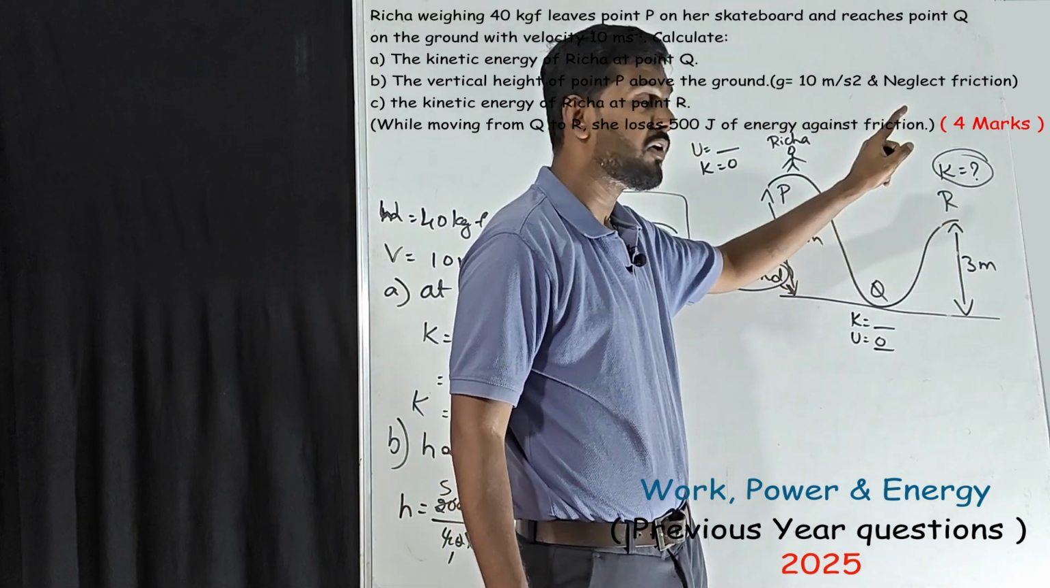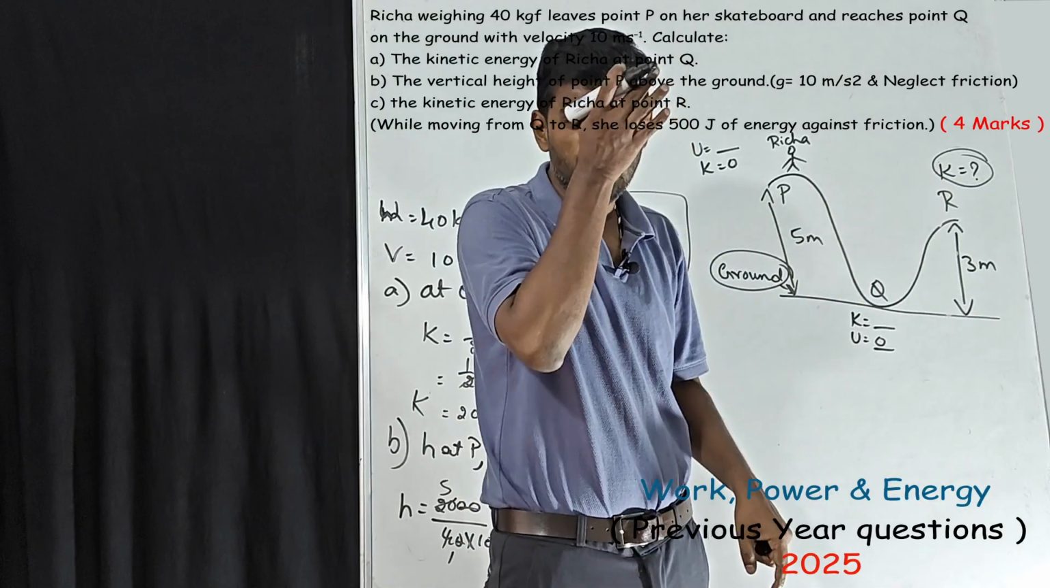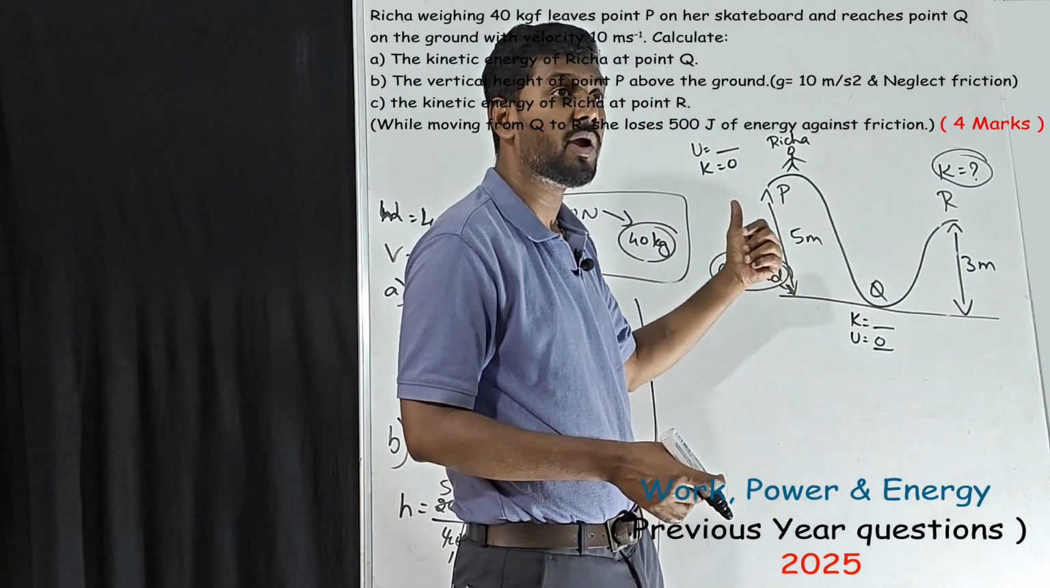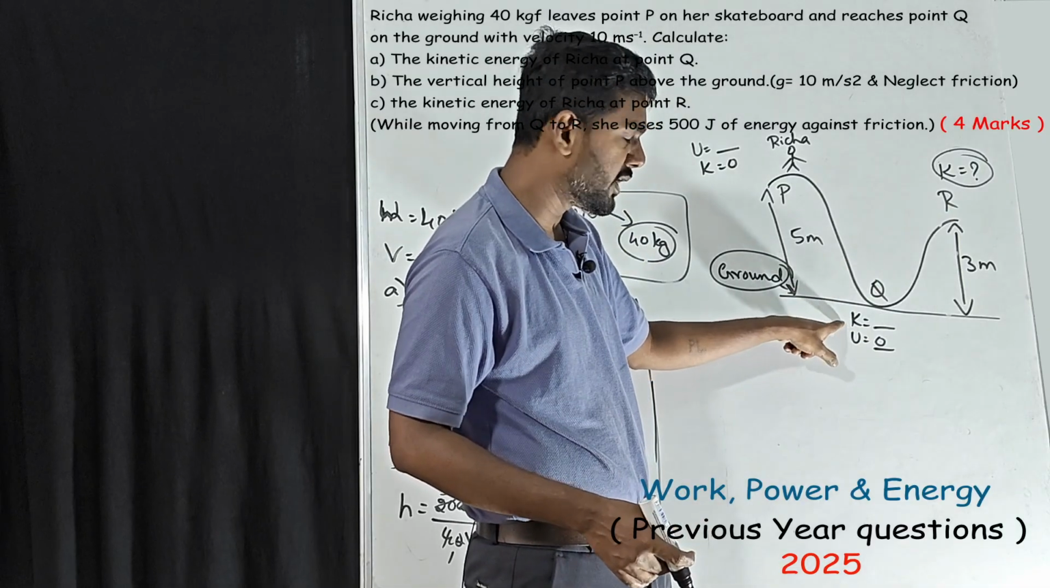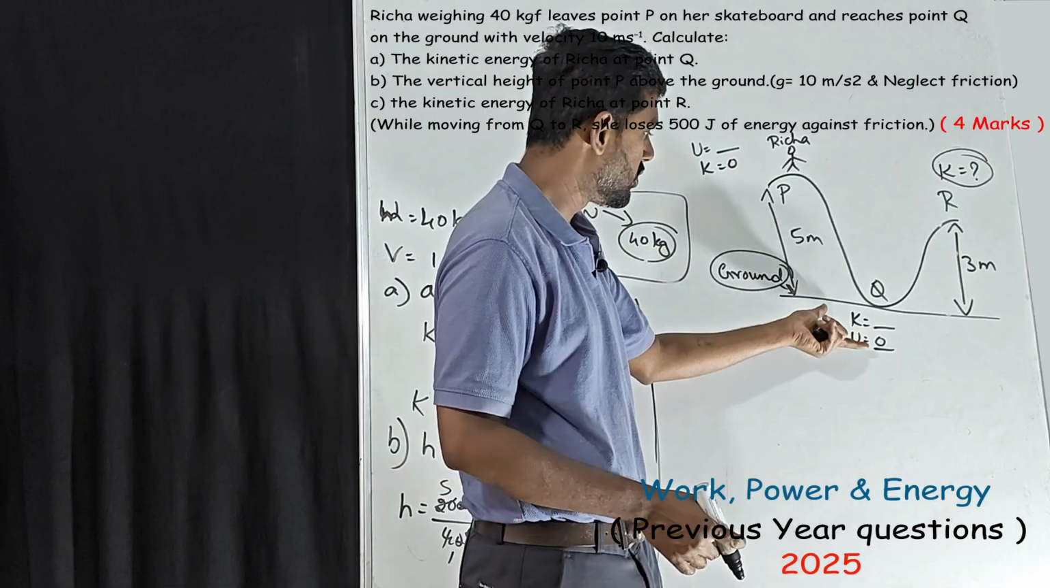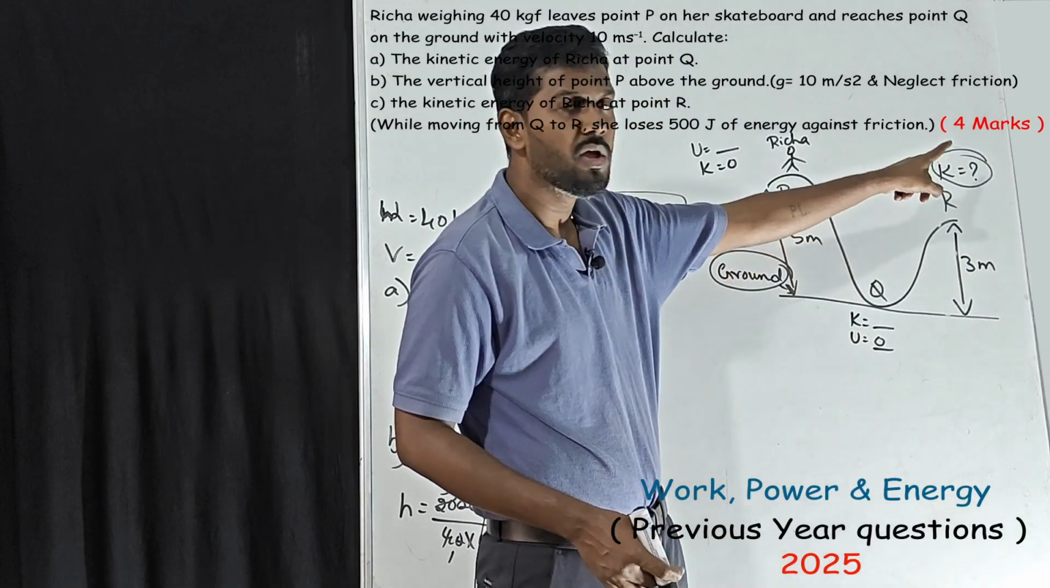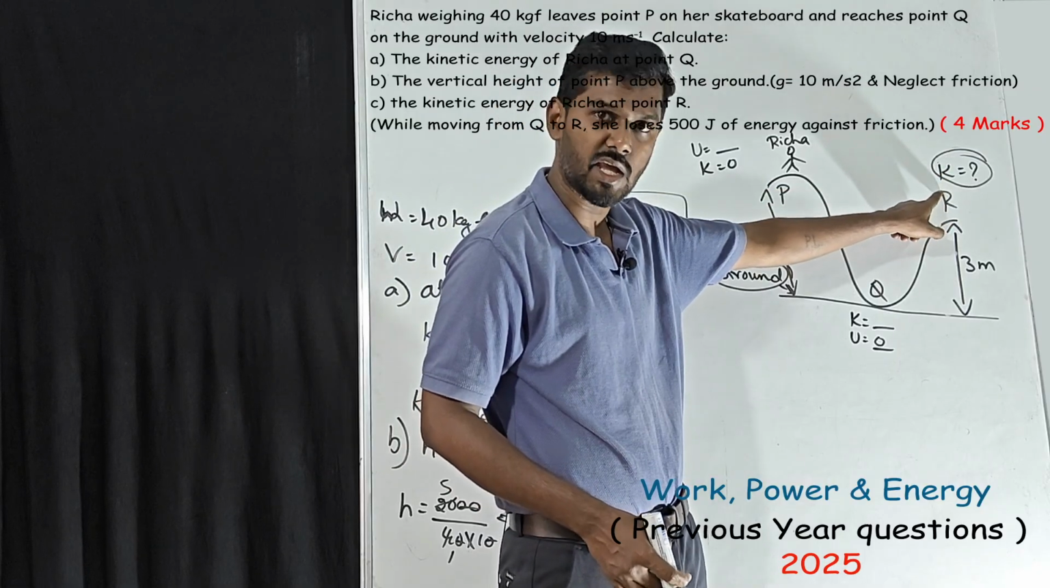Because we have height. We have both kinetic energy as well as potential energy at R, and we are talking about point Q to R. So we have to talk about only these 2 points. At this point, we have only kinetic energy, no potential energy. So this kinetic plus potential will be equal to kinetic plus potential energy at R, correct?